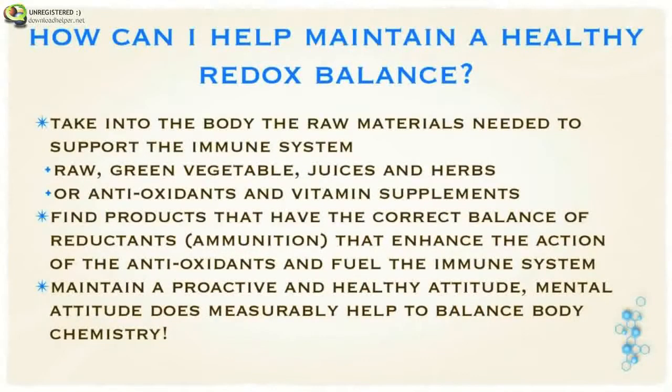We can maintain a healthy redox balance by doing a few simple things. We want to have a diet that supports the immune system by eating raw and green vegetables, juices, and herbs, perhaps some vitamin supplements. Find a product like ASEA that has a correct balance of redox signaling molecules to fuel our immune system and maintain a positive attitude. Our thoughts really do measurably affect the health of our body. And there's probably no more powerful force in our life than the way we think.